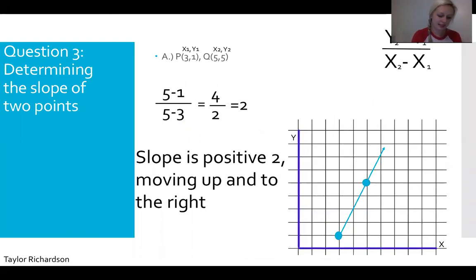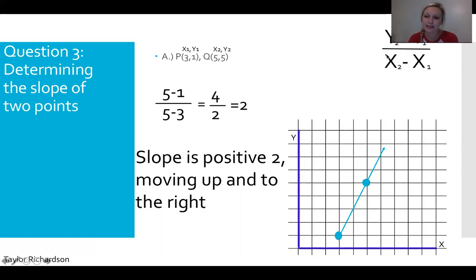Question 3 is about determining the slopes when you are given 2 points. You can see here I have written the 2 points that you are given. You're given point P, which is (3, 1), and point Q, which is (5, 5). I have written above these points x1 and y1 for the first point and x2 and y2 for the second point. It's easier for me, personally, if I have them labeled, to plug them into the slope formula.